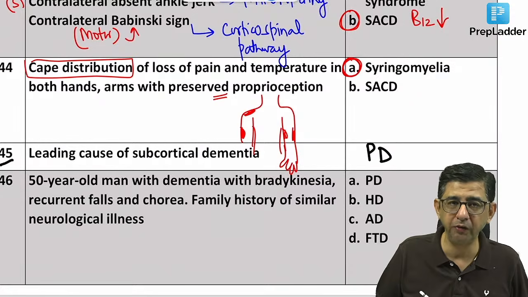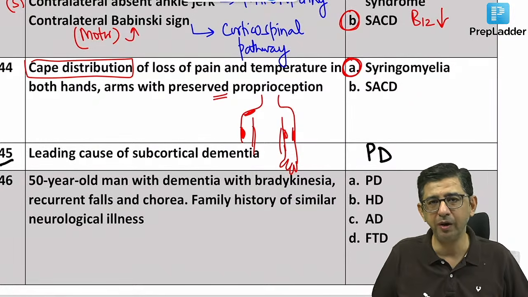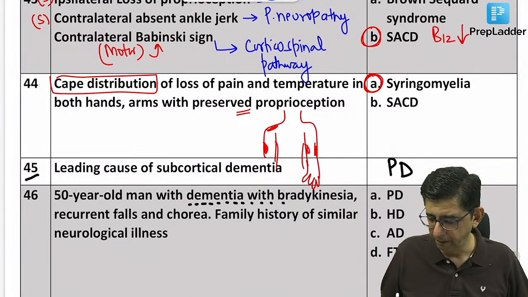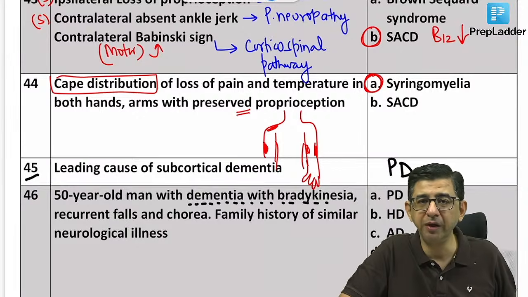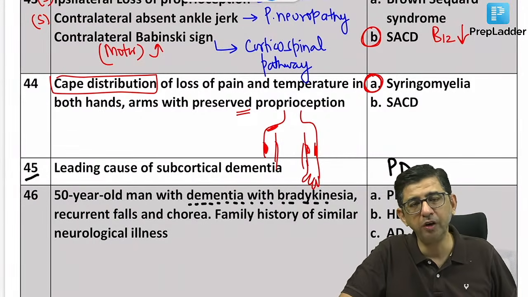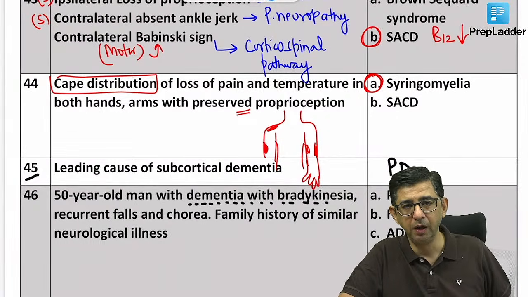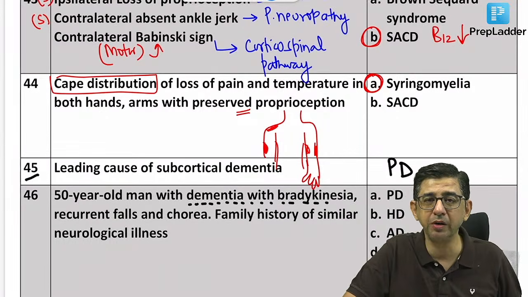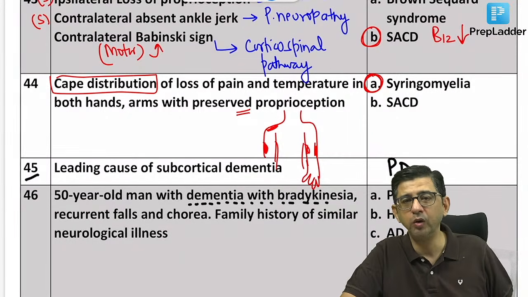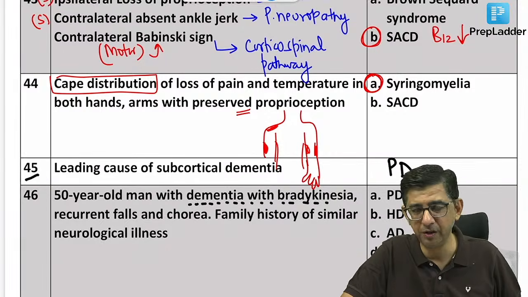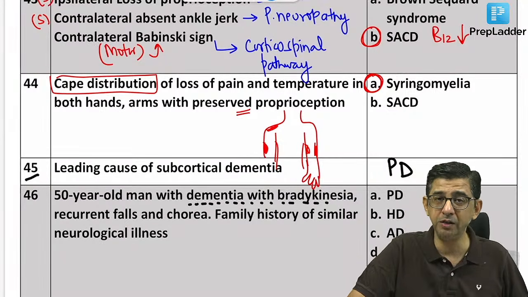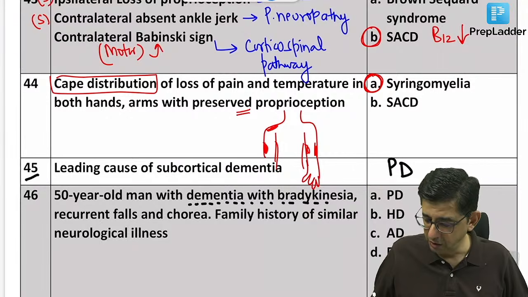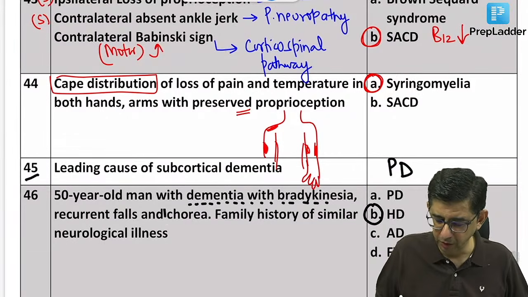Now we move on to 46, where there was a question related to a man who's having dementia with bradykinesia. Dementia is a feature that we read with Alzheimer's, and bradykinesia is what we read with PD, and here a combo was given. The patient is also having recurrent falls. There is chorea, and the key word in the question was family history of similar illness. Then you know that PD may not occur in the next generation, AD may not occur in the next generation, but Huntington's chorea occurs in the next generation due to autosomal dominant pattern of inheritance. So the answer for this one would be option B. The hint in the question would be chorea.